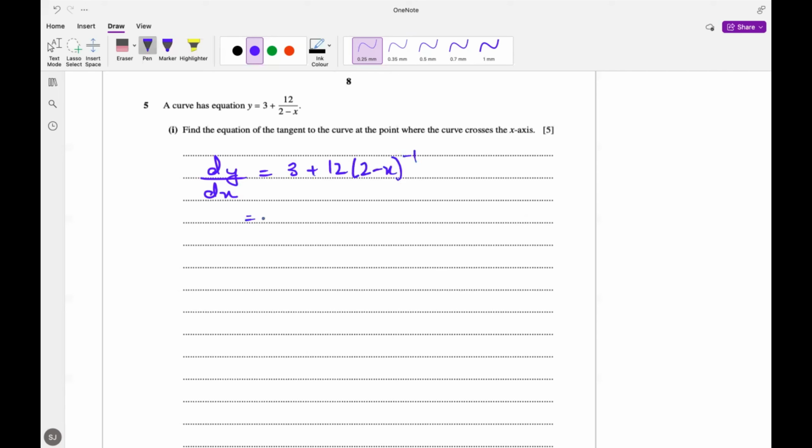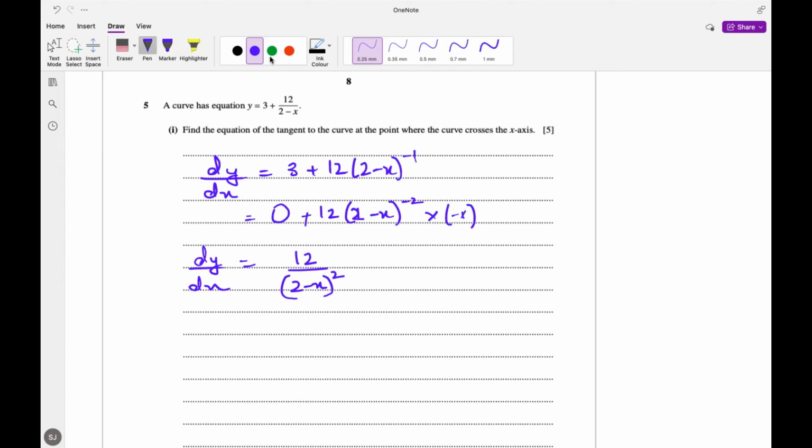So differentiating 3, this will become 0. Minus 1 times 12 will become minus 12 into 2 minus x to the power minus 2. And we also multiply by the derivative of 2 minus x, which is minus 1. So the negatives will cancel out, and dy dx will be equal to 12 upon 2 minus x whole squared.